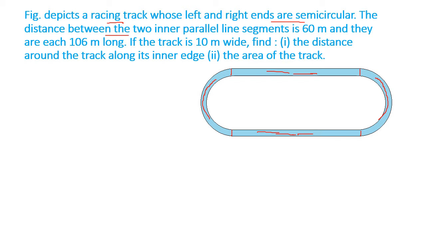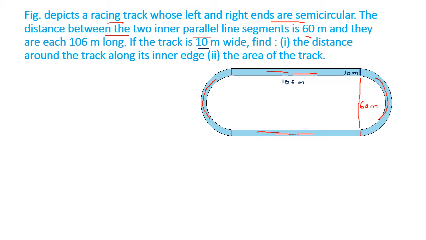The distance between the two inner parallel line segments is 60 meter, means this inner line segment from here till here, the distance is 60 meter, and these parallel lines are 106 meter long. The track is 10 meter wide, so this distance here is 10 meter. The track is 10 meter wide. So this is the information given to us.